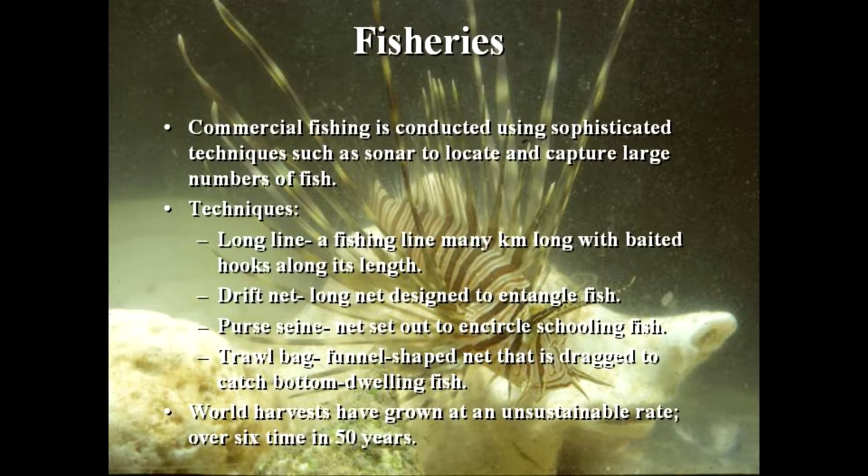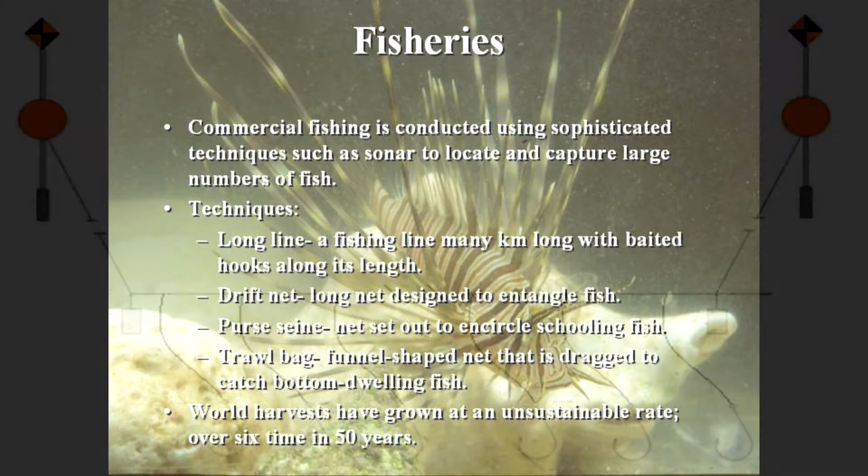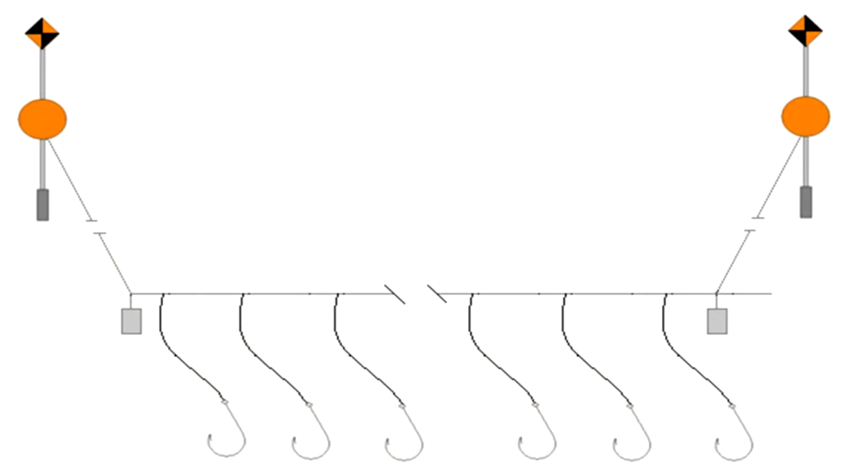Now, when we talk about fishing, we have to talk about what kinds of techniques we use to catch fish. And commercial techniques are rather different from recreational kinds of techniques, because in commercial fishing we need to catch a large number of fish with the least amount of effort, so we need to be very efficient in our fishing. And there are various kinds of techniques that have been designed for different types of fish. So long line fishing is one kind, where you can have a very long fishing line which is baited periodically along its length with hooks.